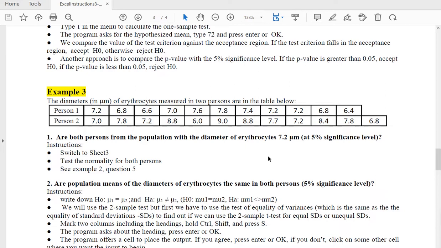What's the first step that we do in your head now? We check what kind of test it is, okay? So what kind of test is it? Look at it closely. Are both persons from the population? So we're comparing person 1 to the population and person 2 to the population of 7.2 micrometers for the erythrocyte. So these are 2 one sample t-tests, okay? Be very careful. We are doing a one sample t-test twice, all right?